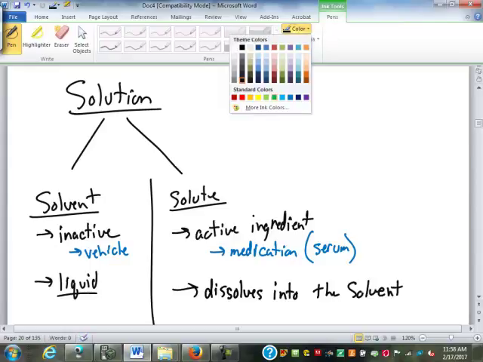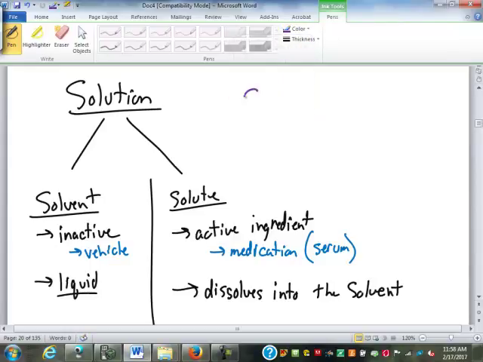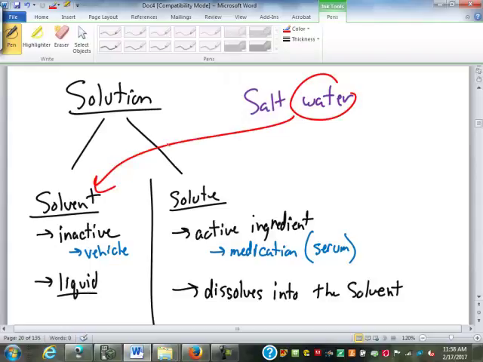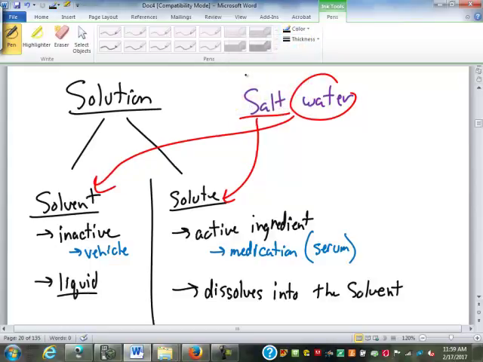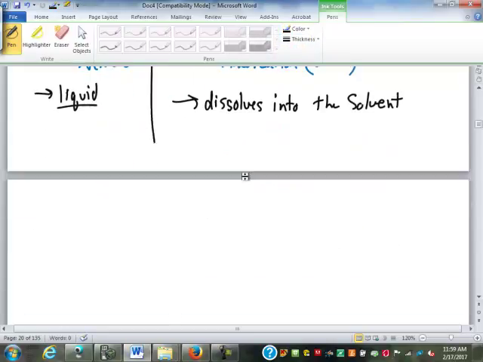So a good solution to think about, an easy one to think about, is salt water. In salt water, the water is the solvent. It's inactive, it's just water, and it's the larger portion, and of course it's liquid. The salt then is the solute. It is the ingredient that is being added, and it disappears into the water. Now, it's not necessarily terribly active, but there are some applications where a salt water solution is used.